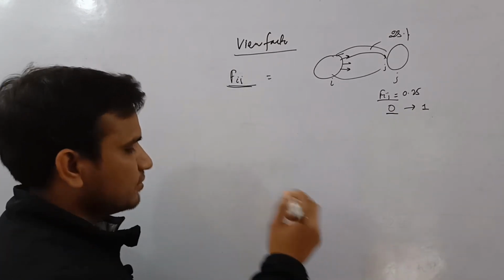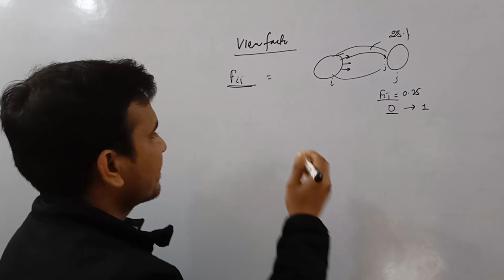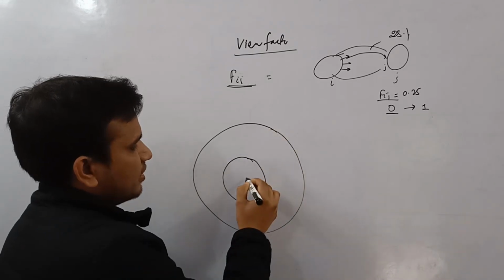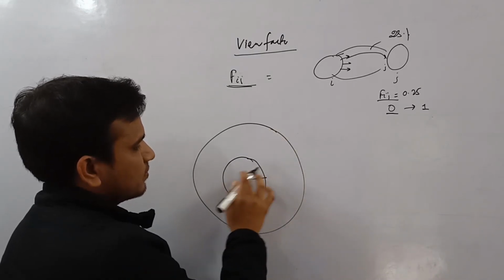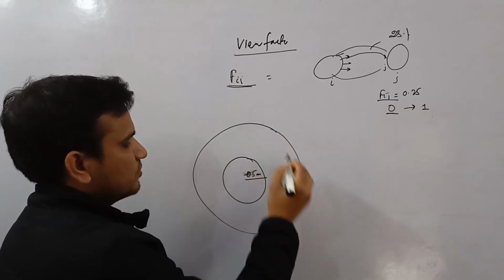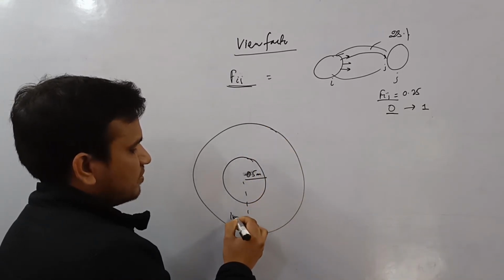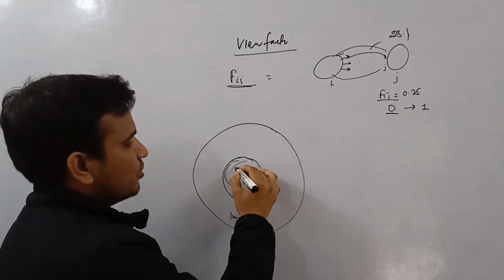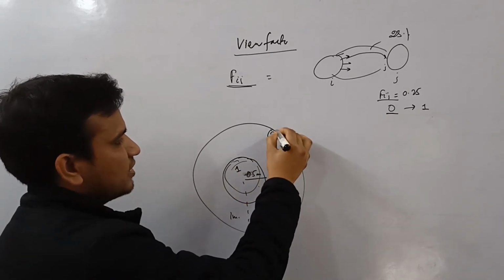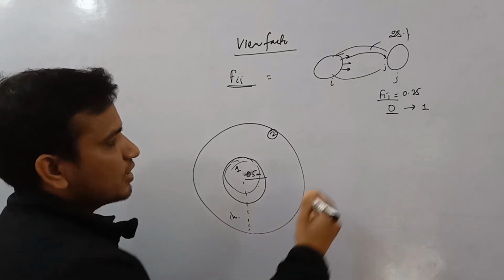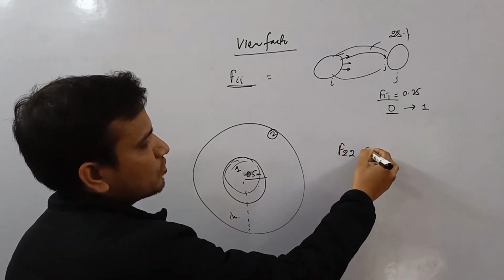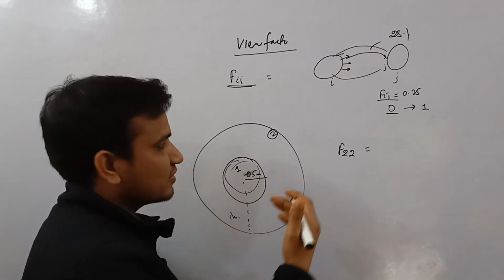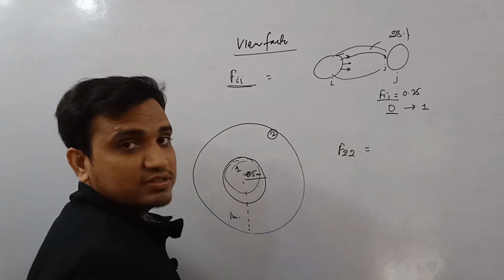Now see here, what was the question? The question was something like this. There was a sphere and the radius was 0.5 meter suppose, and for the outer one it was 1 meter. And these two are at certain temperatures. So let this body be 1 and this body be 2. We were asked to find this F22. So what is the meaning of this? It is the amount of radiation which is originating from surface 2 and striking surface 2 again.